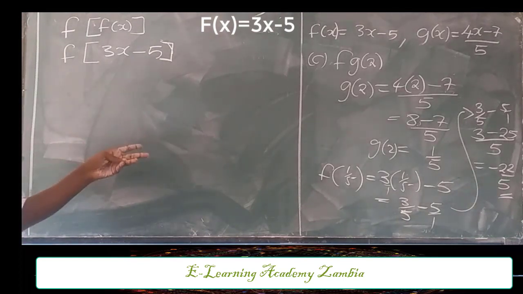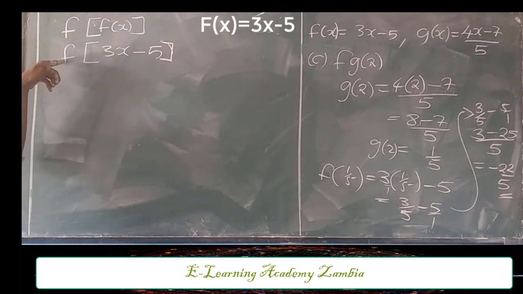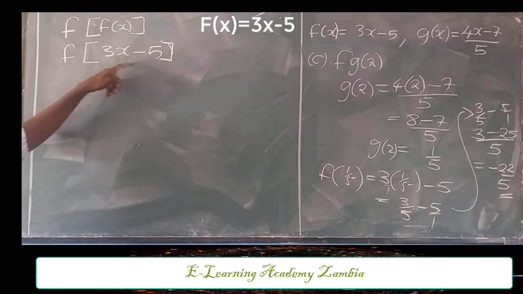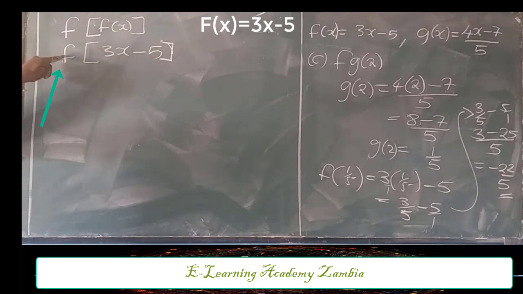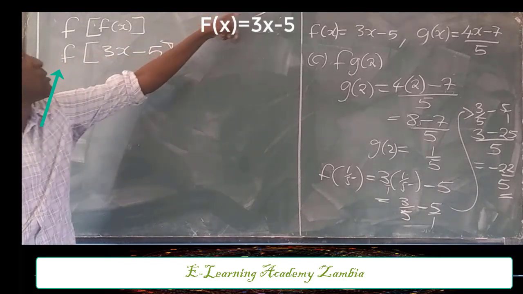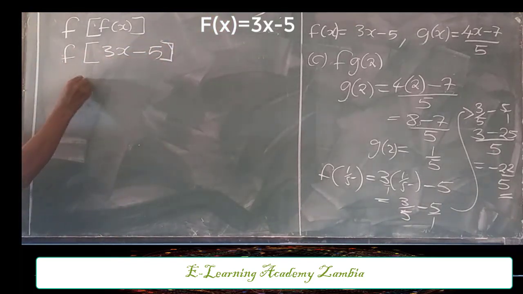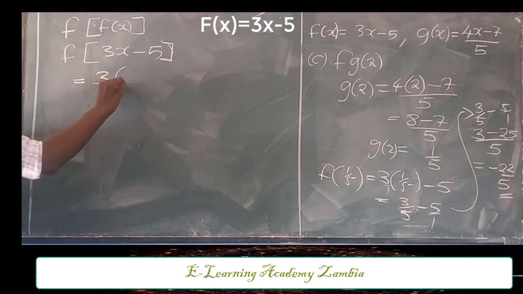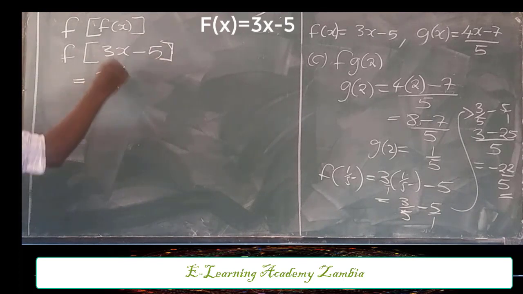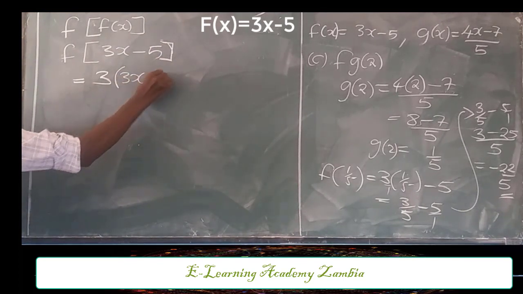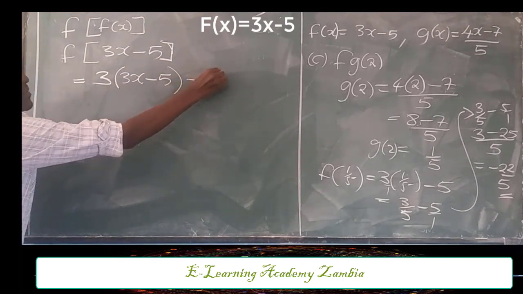You are not yet done here. There is still f here. So you are going to replace this where there is x in the function for f. So the function for f is still this one here. So you are going to have here 3. Once you write 3, the next thing is supposed to be x here. So you open brackets here. And you replace what you have in the brackets here. 3x minus 5, minus 5 here.